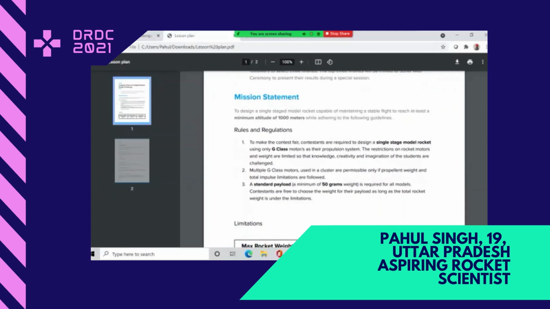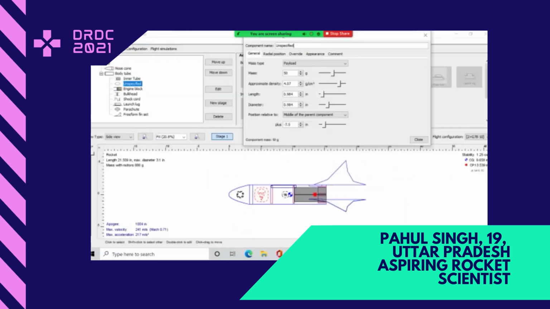Now, the payload is 50 grams. I have put it in the nose cone to have a stable CG. And also, if it is for some experimental purposes and it is shot into the sky, then the nose can detach from the rocket and the payload can be put in the sky or the orbit as required, so that the experiment can be done properly and the parachute from here will come out.